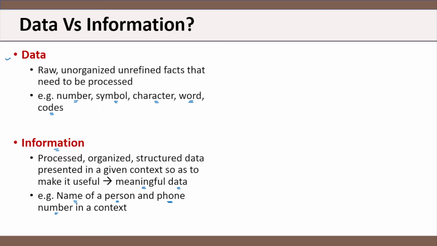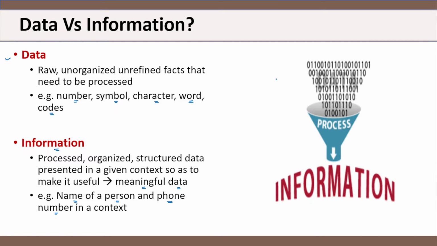So in short, if we visualize pictorially what is data and what is information, then data is raw, unorganized, unrefined facts. This raw data is simply the collection of values, you may say. If this raw data is processed, then whatever we get is information. That is actually the meaningful data.